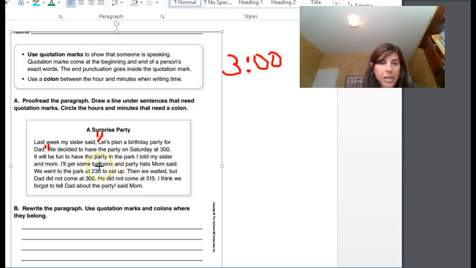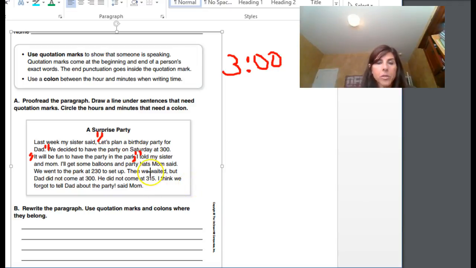It would be fun to have the party in the park, I told my sister and Mom. All right, "It will be fun to have the party in the park." That's what they said. Okay, so the quotes are going to go around "It will be fun." She did not say "I told my sister." So it would be a comma inside the quote. I told my sister and Mom.